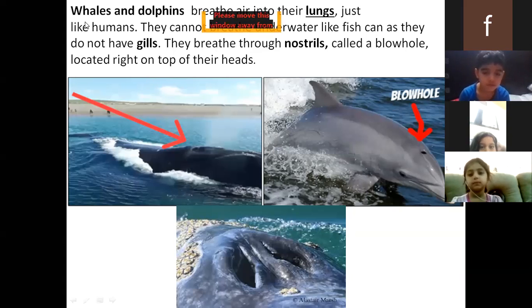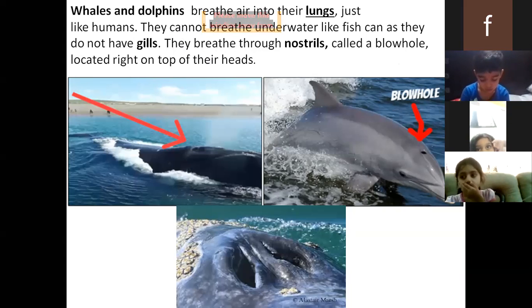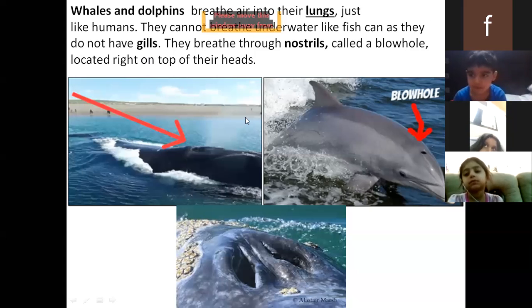Whales and dolphins breathe through nostrils. Okay, like humans, they also have nostrils, and their nostrils are called blowhole. All of you, please say it with me. Blowhole. Yes. Our nostrils are known as nostrils, but their nostrils are known as blowhole, located right on the top of their heads. Our nostrils are in our nose, but their nostrils are on the top of their heads.